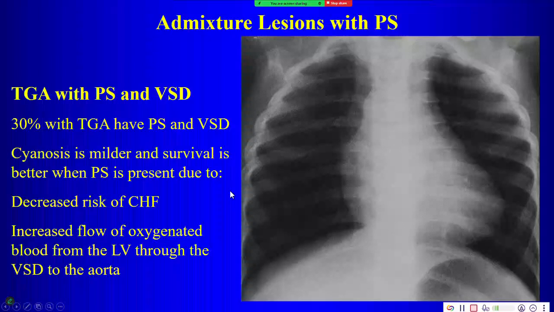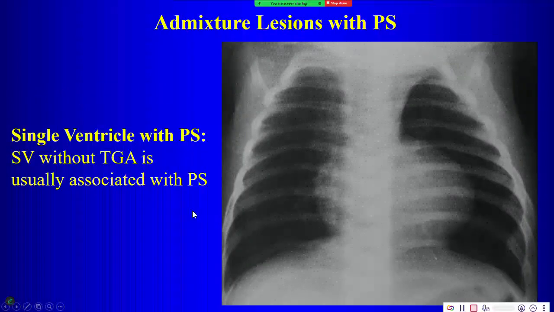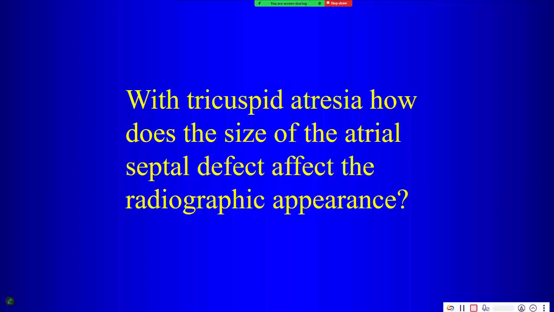So, cyanosis is milder, survival is better when there's pulmonic stenosis because of decreased risk of CHF. So, it kind of prevents the overflow of blood going into the pulmonary circulation, right? Especially if the left ventricular blood is directed through the VSD to the aorta. Right? Single ventricle with pulmonic stenosis, very similar. If there is no transposition in case of single ventricle, that is usually associated with pulmonic stenosis. And there also, the physiology can resemble Tetralogy of Fallot.